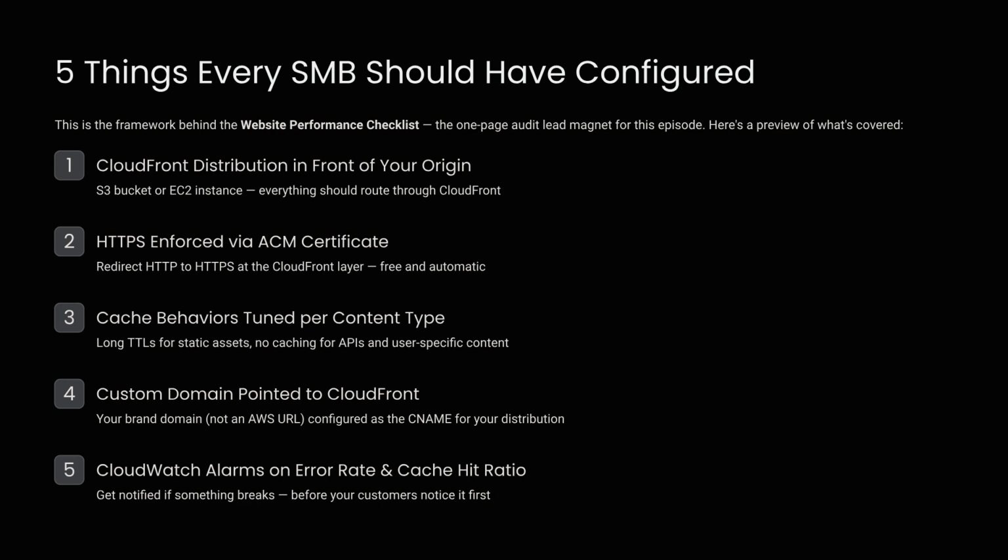Here is a preview of the website performance checklist covering 5 essential configurations. The first is having a CloudFront distribution in front of your origin, whether S3 or EC2. Second, enforce HTTPS via a free auto-renewing ACM certificate.